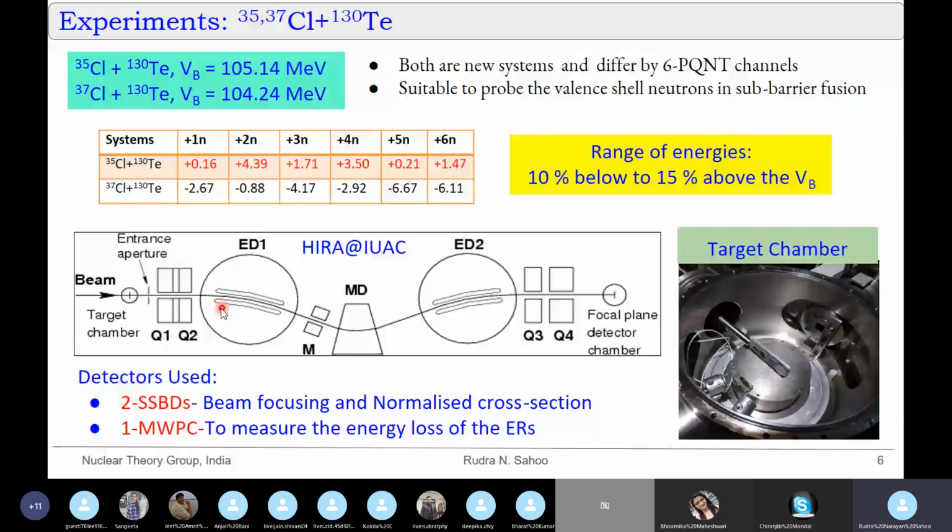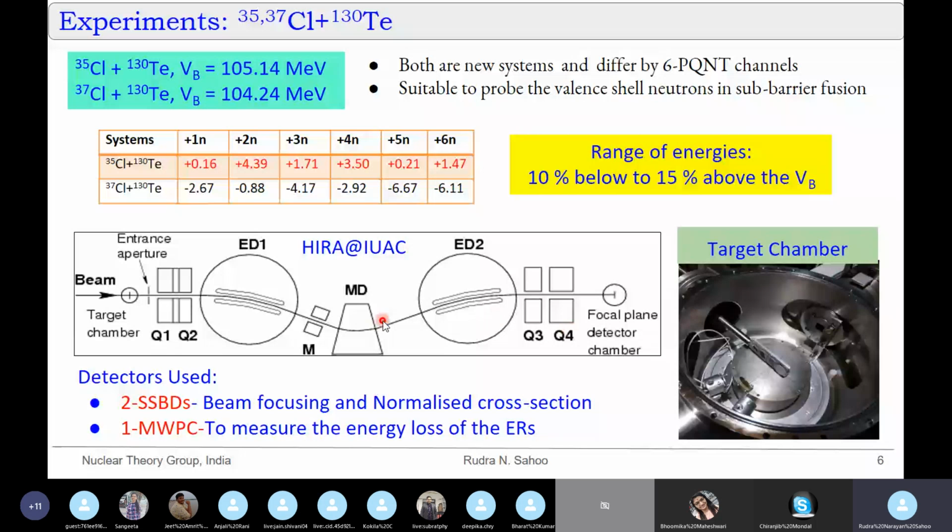And the total length of the HIRA is equal to 8.5 meters. If we measure the distance from the target chamber to the focal plane, the total length is 8.5 meters. And this is Q1, Q2, the quadrupoles, and Q3, Q4 are also quadrupoles. These quadrupoles are responsible for focusing and defocusing the beam.